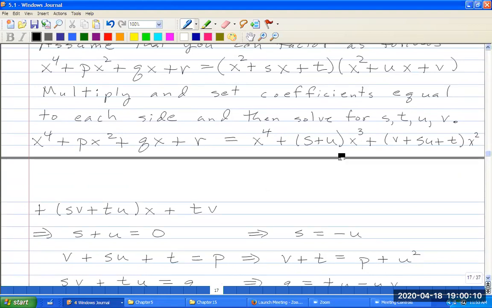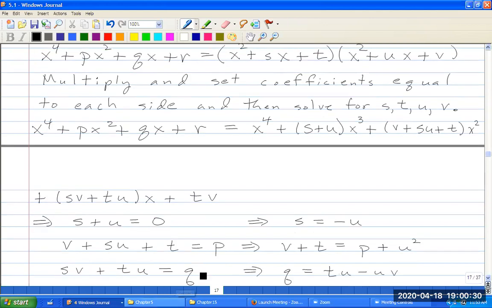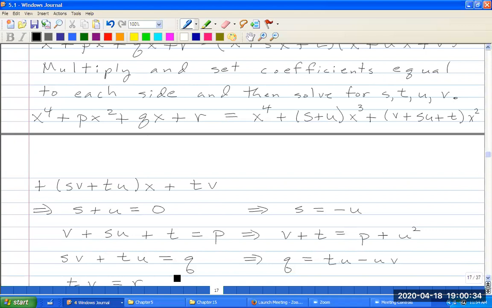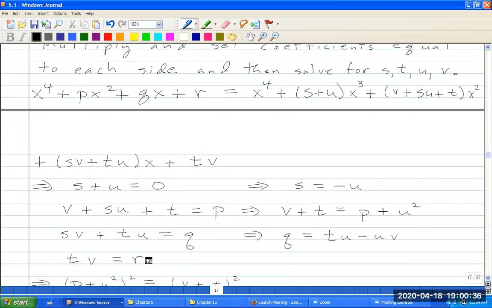So now the x cubed term must be 0. So s plus u must be 0. The x squared term is p, so v plus su plus t must equal p. In the x term, sv plus tu must equal q. And lastly, tv must equal r. So equating coefficients gives you these.